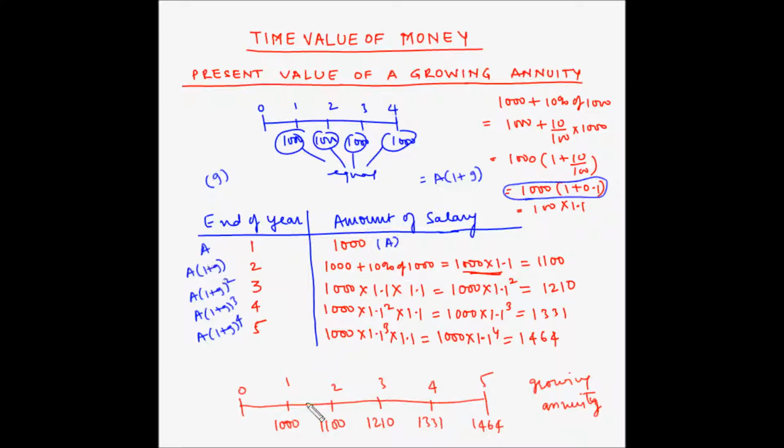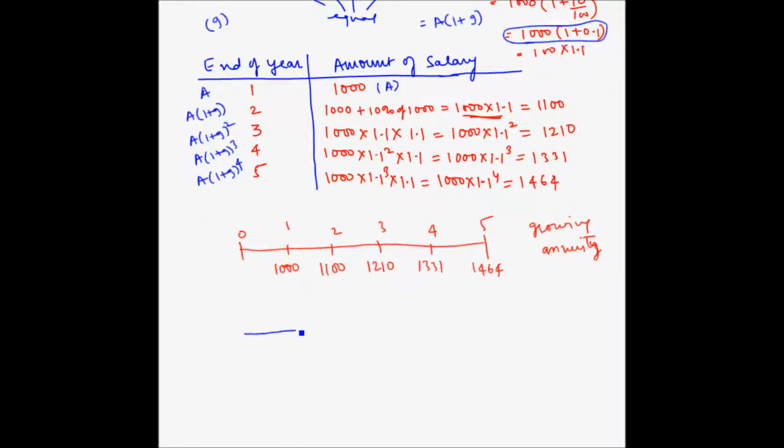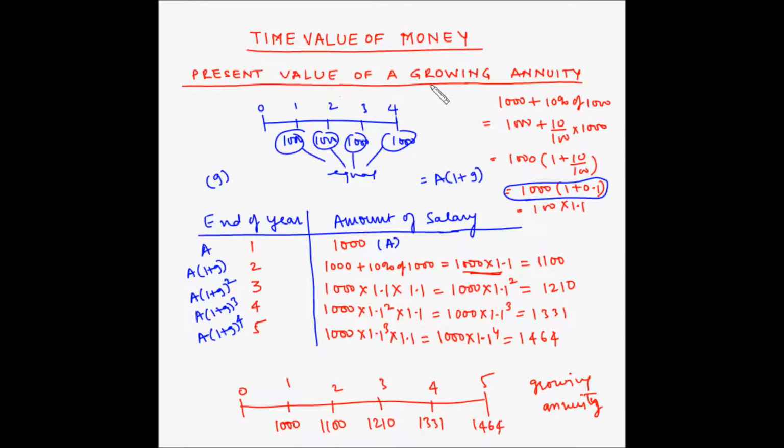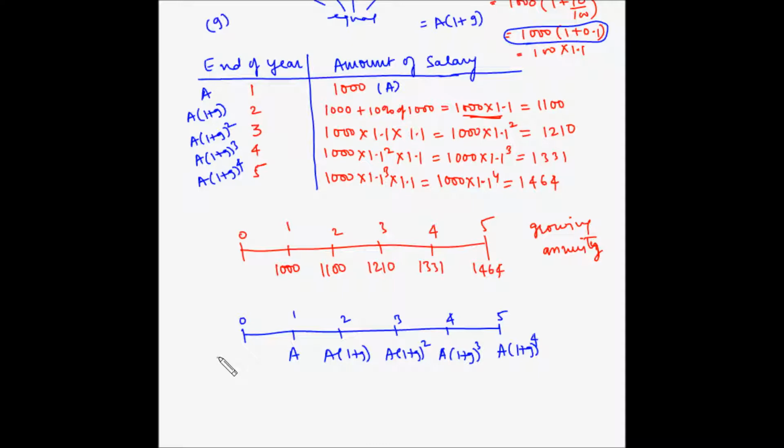And this is A. So basically, the time scale now looks like this: 0, 1, 2, 3, 4, and 5. So A into 1 plus G, A into 1 plus G square, A into 1 plus G cube, and A into 1 plus G to the power 4. So this is the growing annuity in its generic form. Now we have to find out the present value of this growing annuity. So what is the present value?